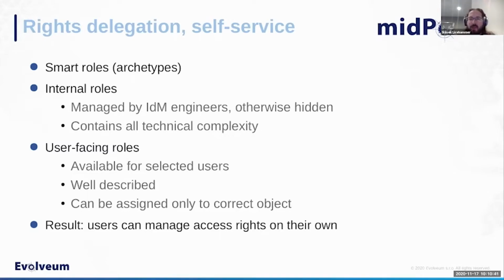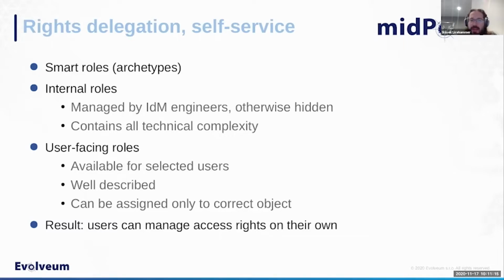The internal roles are managed by the identity engineers and contain all the technical complexity, all the accounts and all the mapping and translation of attributes and whatever you need. But that's hidden from normal users. Normal users see only these user-facing roles, which are nice and well described and can be marked somehow. They can have descriptions and clear labels, so the users know what they can do with the role.